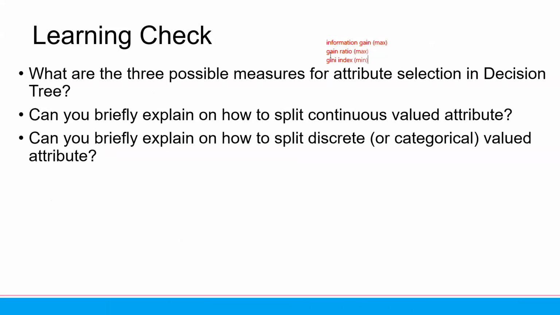Can you briefly explain how to split a continuous value attribute? When we have a continuous value attribute, the simple explanation is first, we need to sort the values. After we sort the values, we need to determine the mid values between 2 consecutive values, and then create the count matrix and calculate the Gini index.